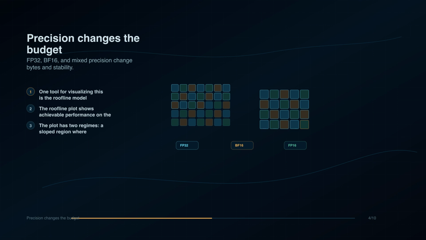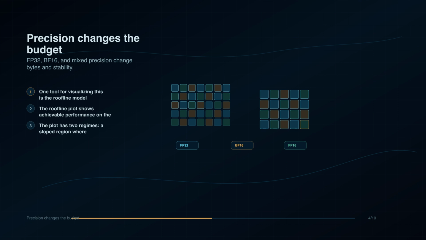One tool for visualizing this is the roofline model. The roofline plot shows achievable performance on the vertical axis and arithmetic intensity on the horizontal axis. The plot has two regimes: a sloped region where performance scales with arithmetic intensity, limited by memory bandwidth, and a flat region where performance is capped by peak compute. Operations with low arithmetic intensity land in the memory-bound region. Operations with high arithmetic intensity reach the compute-bound region. The goal is to push operations into the compute-bound regime by increasing arithmetic intensity or improving memory bandwidth.